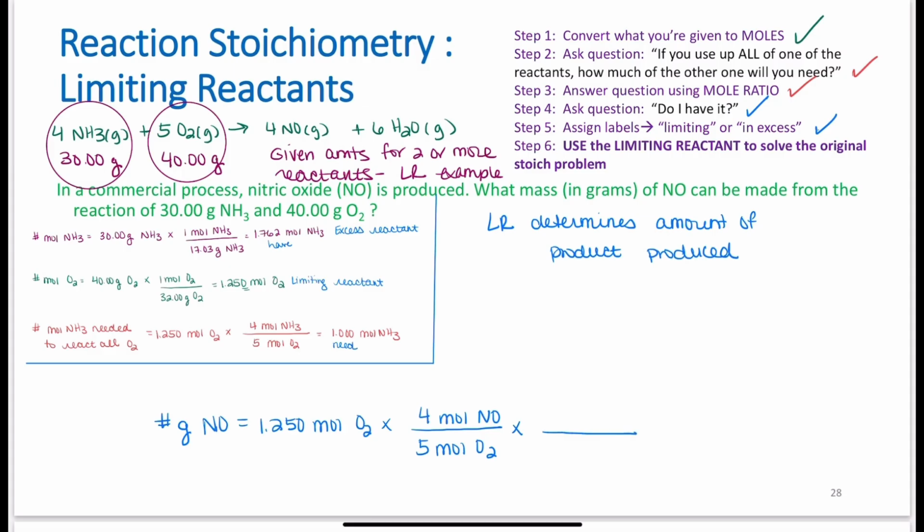But I'm not stopping at moles. I don't want moles. I want grams here. So I add up the molar mass of NO. Nitrogen is 14.01 grams per mole, oxygen is 16 grams per mole, so it's 30.01 grams of NO for every 1 mole of NO. And I get 30.01 grams of NO produced. So the 1.25 times 4 divided by 5 happens to equal 1, and that's why it happens to equal 30.01 grams. It's producing exactly 1 mole of the NO.